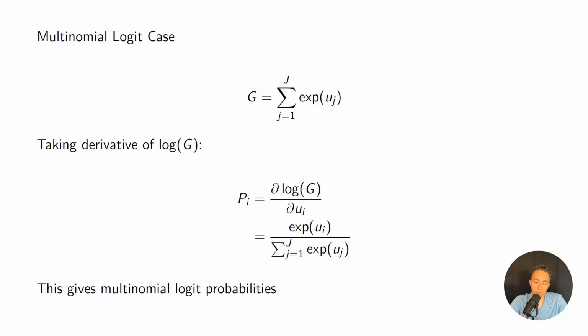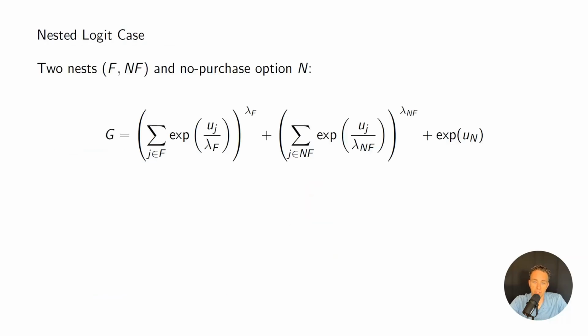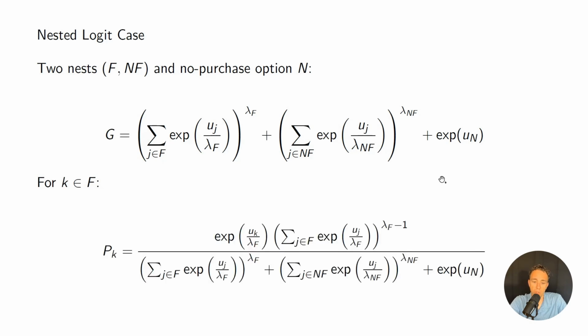Now let's move to the nested logit. Let's just suppose that we have 2 sets of nests labeled f and nf, and an option to pursue nothing, which would be n. This is what the g function would look like, because that's what the denominator of the choice probability for this nested logit function would be. And then for every option in the nest labeled f, what are we going to have? Well, we're going to have the choice probabilities, right? So again, we're taking the derivative with respect to the log of g. All of these components are entering the log. That's why they're all going to enter the denominator of the choice probability, because the derivative of the log of x is 1 over x.